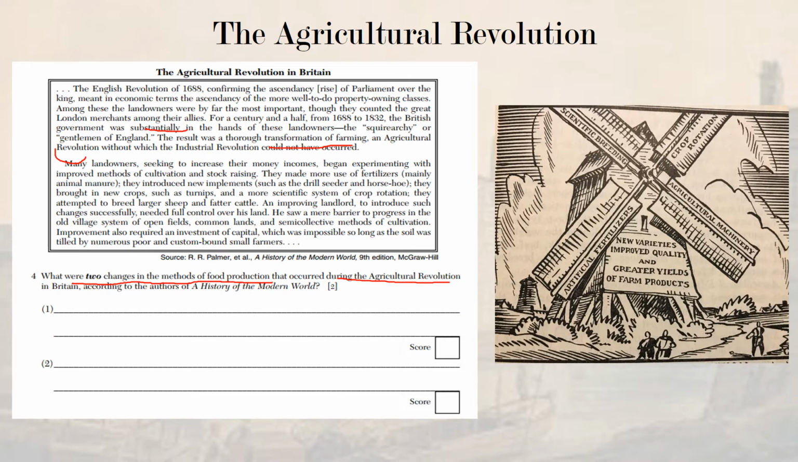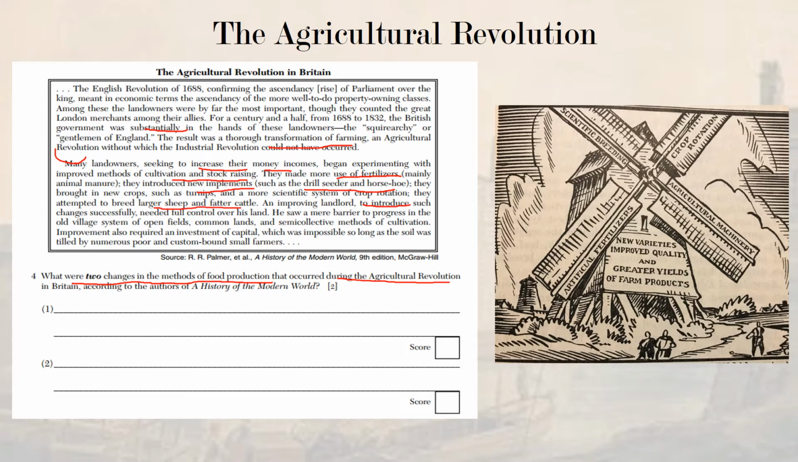Many landowners seeking to increase their money incomes began experimenting with improved methods of cultivation and stock raising. They made more use of fertilizers, mainly animal manure. They introduced new implements such as the seed drill and horse hoe, and they brought in new crops such as turnips and a more scientific system of crop rotation. They attempted to breed larger sheep and fatter cattle.